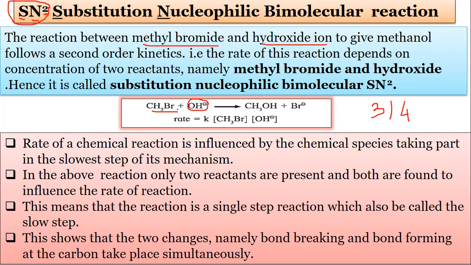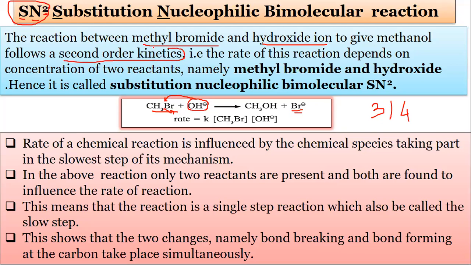And when these react together, you know what is the product? This is the nucleophile. It will attack here. The bromine will be removed, and we get here Br minus. And if KOH is used here, this bromine will combine with K, and we get the product KBr. So this is the general reaction. This reaction takes place with second order kinetics.